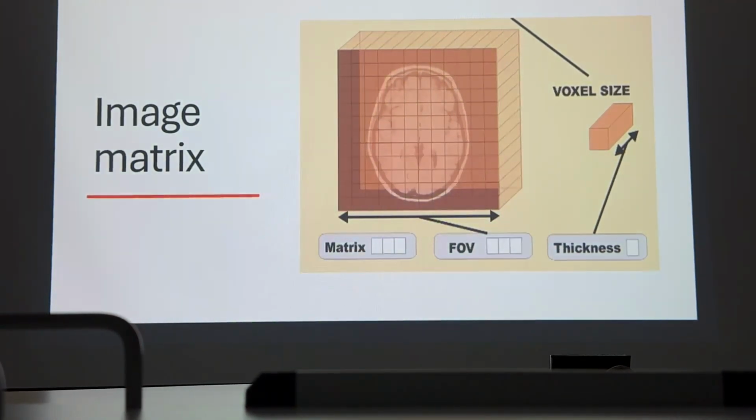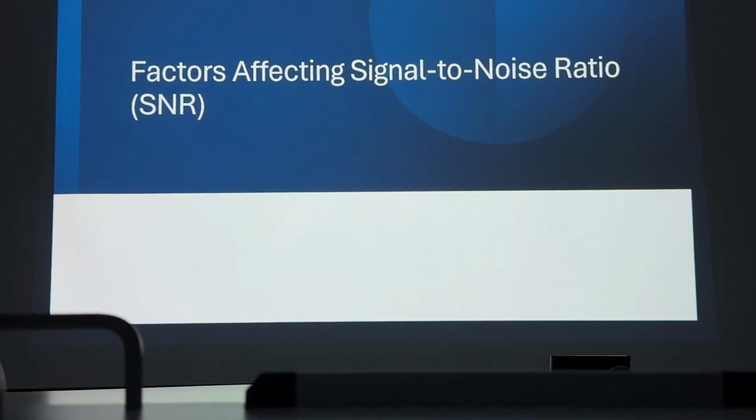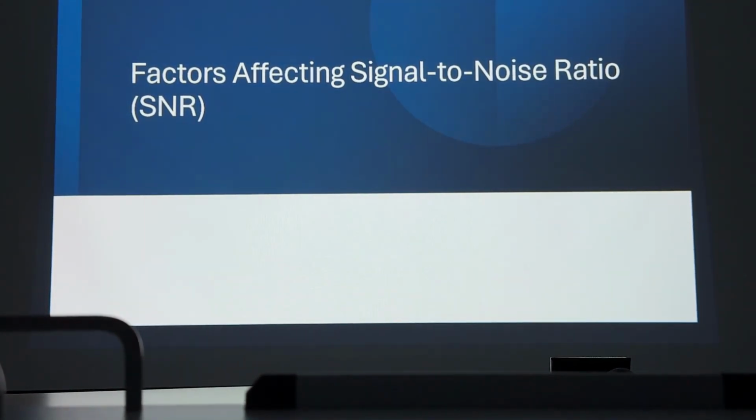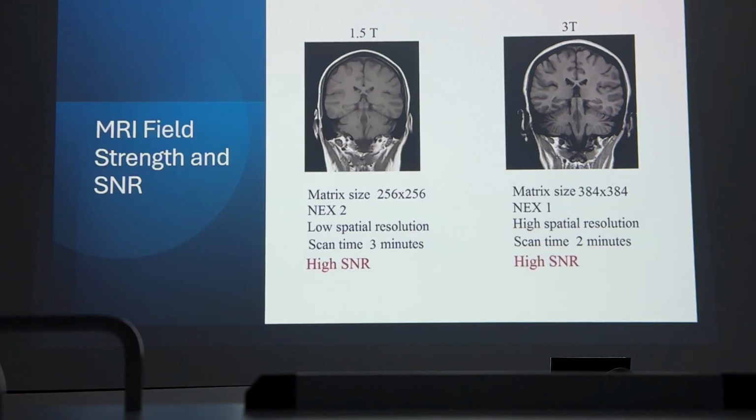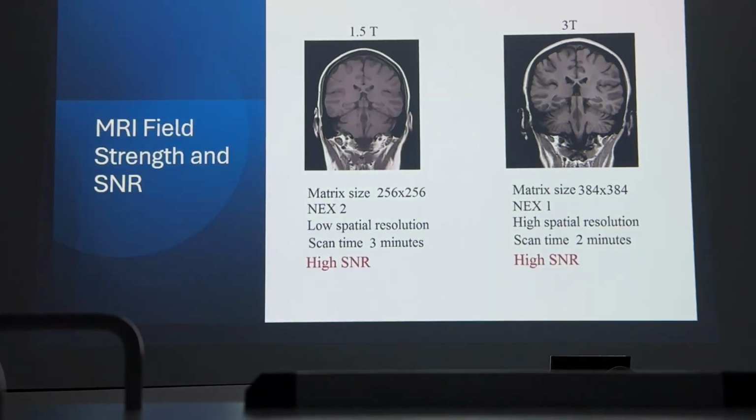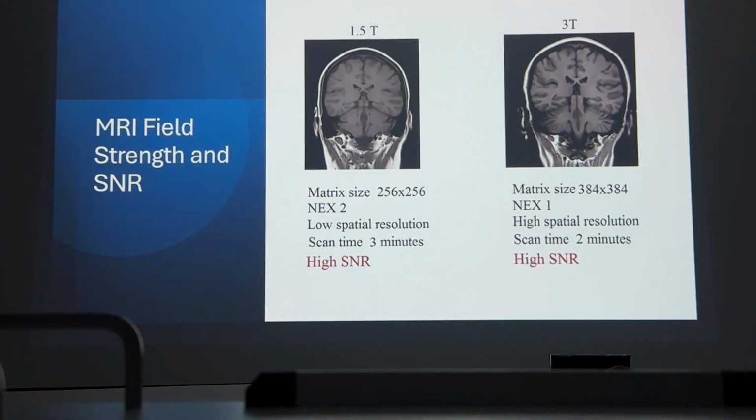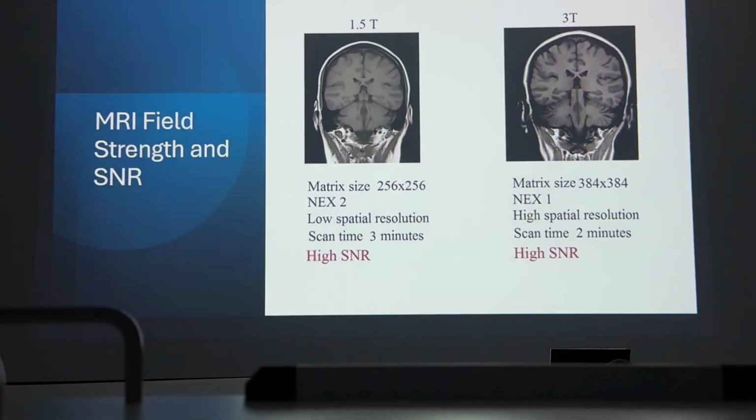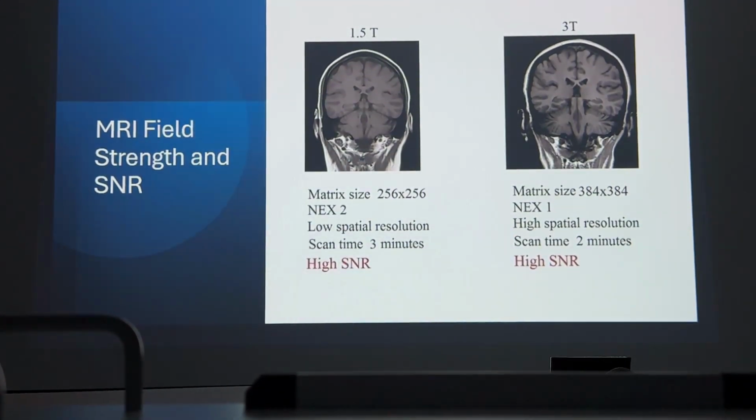Now we come to the second part of the lecture, which is the factors affecting signal to noise ratio, SNR. We'll start with the first factor, which is non-operator dependent. It is the MRI field strength. If MRI field strength increases, it will enhance the SNR and subsequently improve the image. And also, we must not forget that high strength MRI fields will generate high spatial resolution and also less scan time.